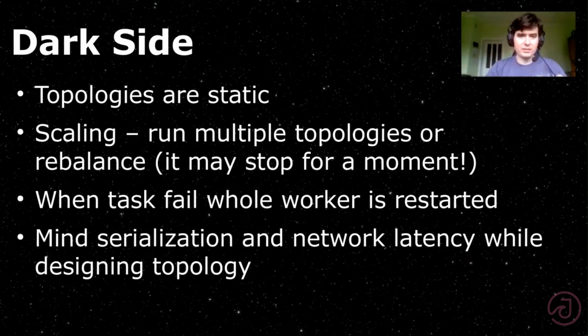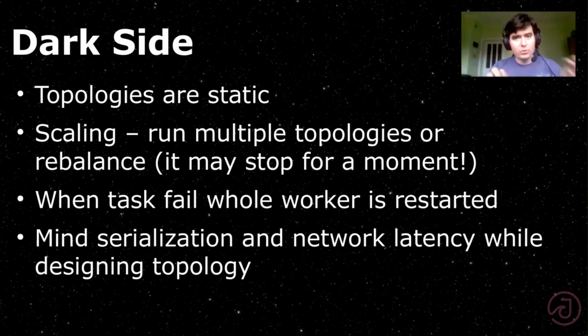And when you do rebalance topologies, some of its parts may be stopped for a moment, and then they will be reinitialized with the bigger number of instances. Next thing that is important, you need to know that when one task in your worker, for example a bolt, throws a runtime exception, the whole worker is down, and the components that are working on this worker are also down, and Storm is designed to fail fast, and it will be reinitiated very quickly, but still there may be this small pause. And you should be aware of serialization and network latency while designing your application.